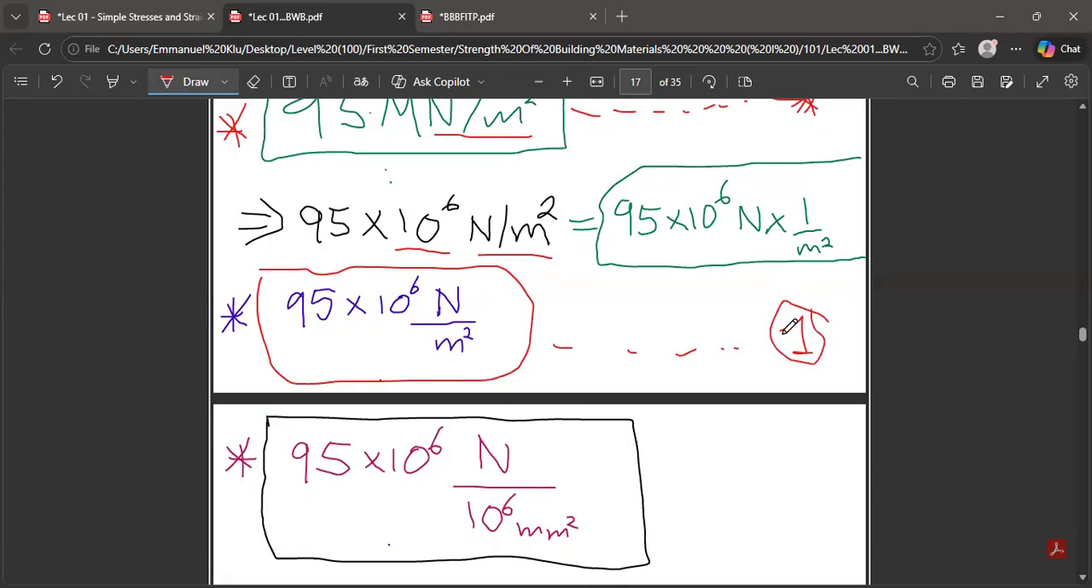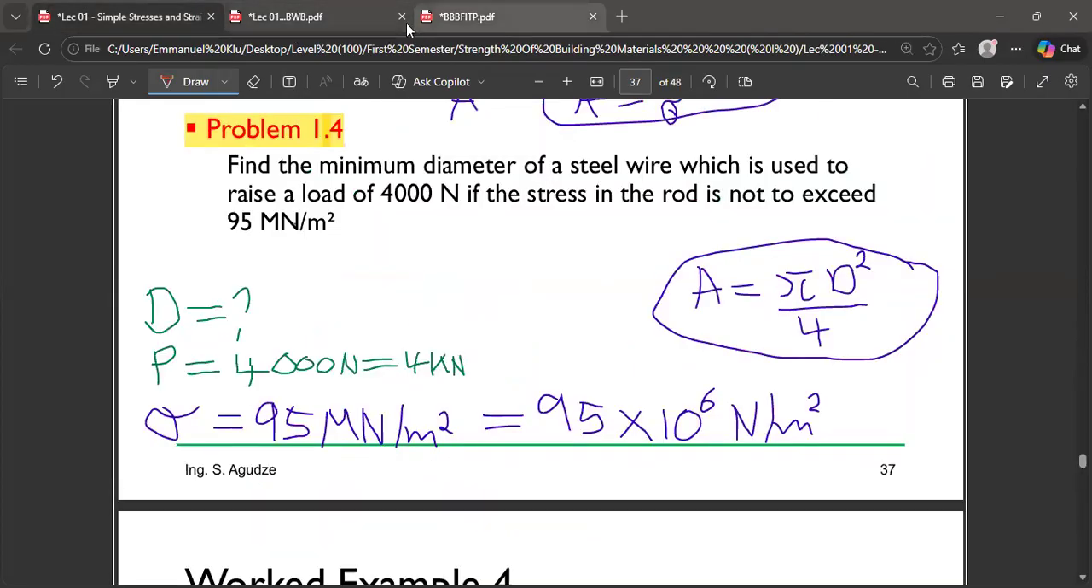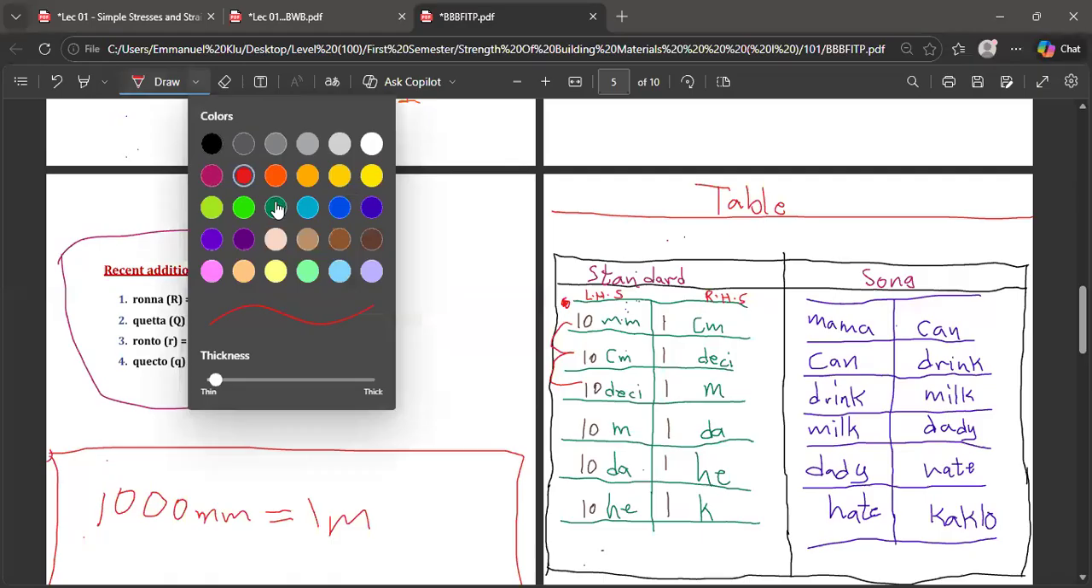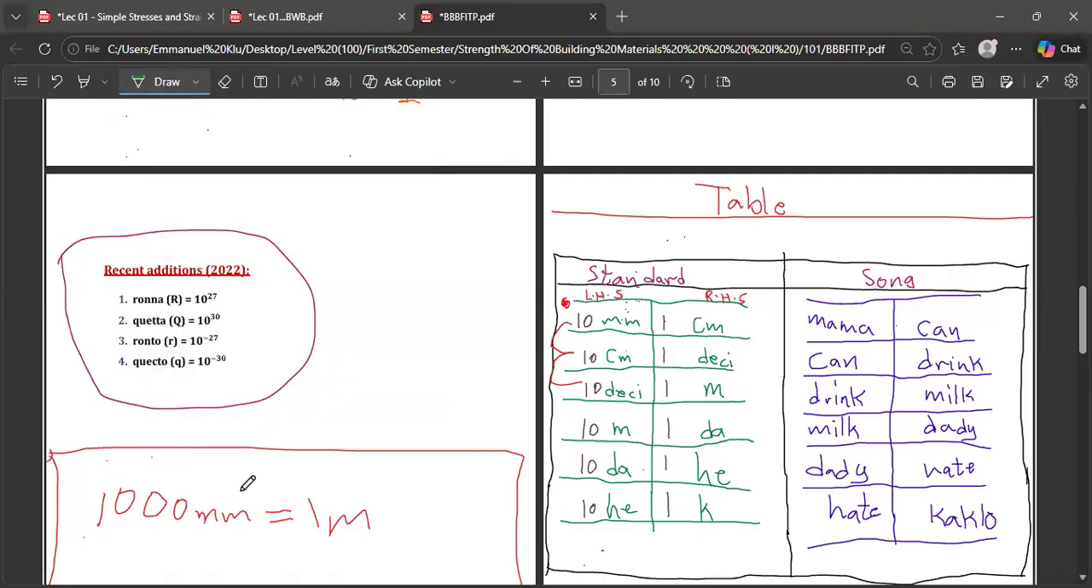Can you see this? As a continuation of this, I went straight to the table I taught you the other day. And as part of the table, we learned a song. If we could all remember the song that we learned. From the song, what did you realize? We said that what? 1,000 millimeters. This is the rule we established. 1,000 millimeters is equal to what? 1 meter.